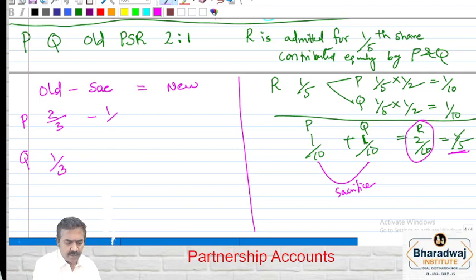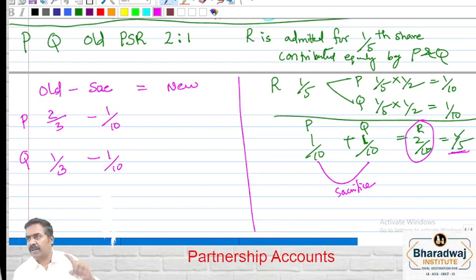This one is minus sacrifice 1 by 10, 1 by 10. Don't put 1 by 2, 1 by 2. 1 by 5 equal share. 1 by 5 into 1 by 2. So for the LCM, how much will it come? 3 times, so 10 times. The LCM is 30. So how much will it be?